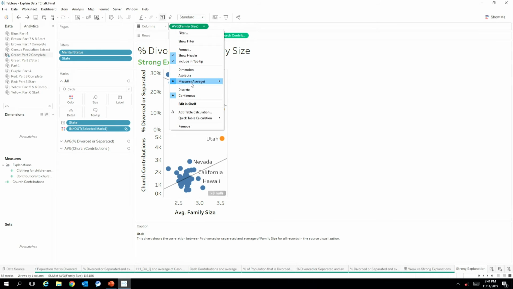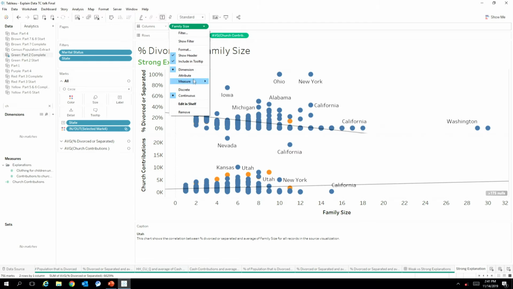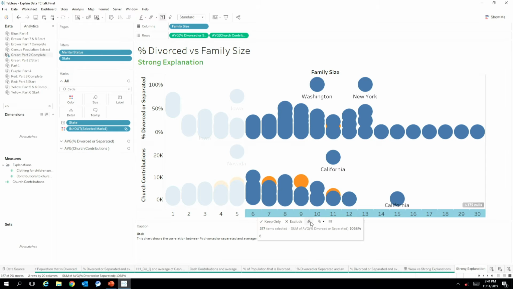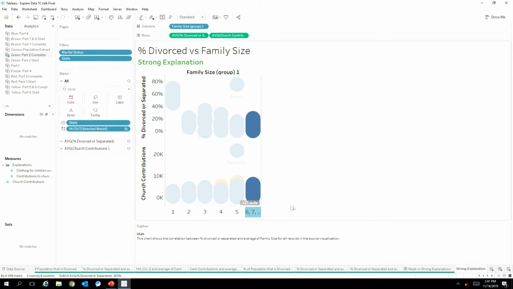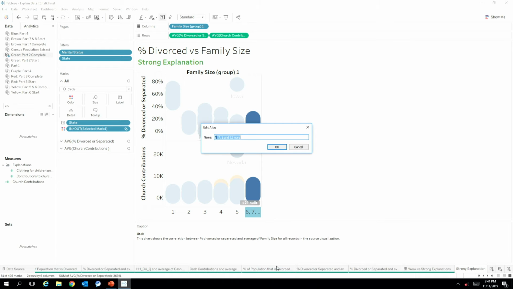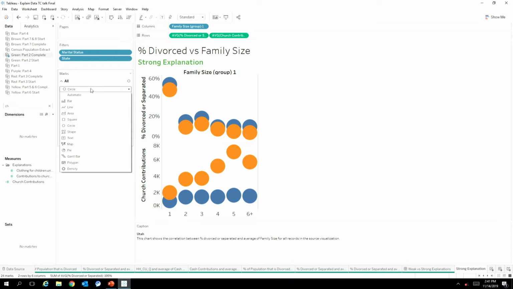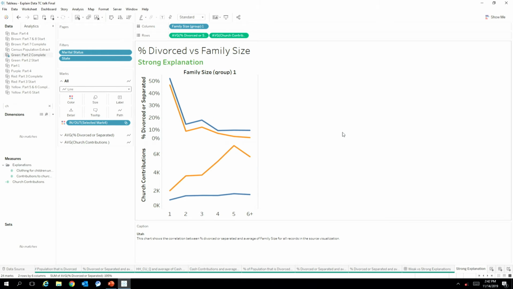So let me change this viz a bit here. Let's make this a dimension, let's make it discrete, and then let's group together all of the data points for families of 6 and more people. So let me alias this with 6 or more people. And if we remove states and just compare Utah to the rest of the states, you see this interesting thing where in Utah, the bigger the family, the more they're donating to church, whereas in the rest of the states, there's not really a relationship between family size and church contributions.